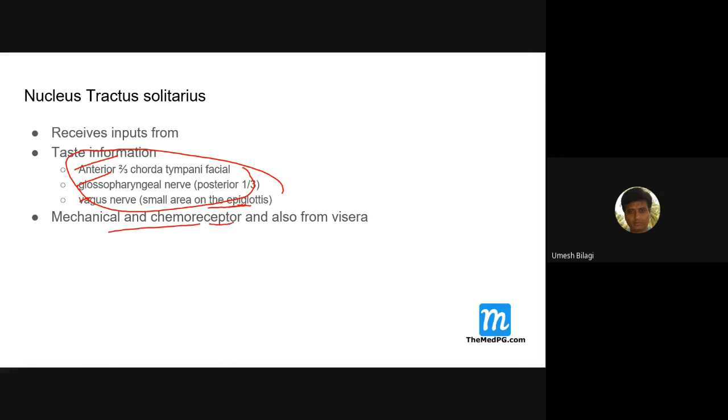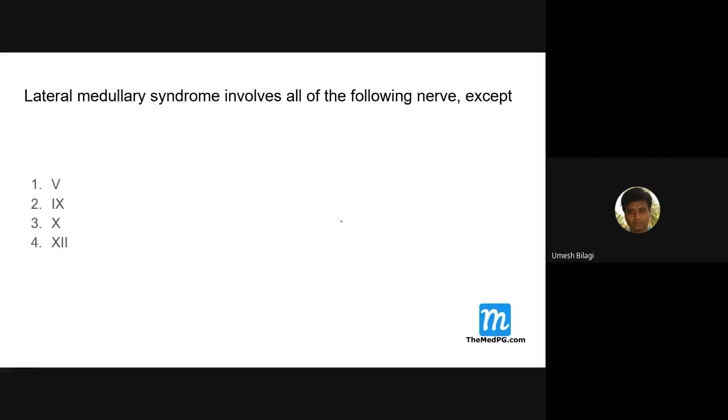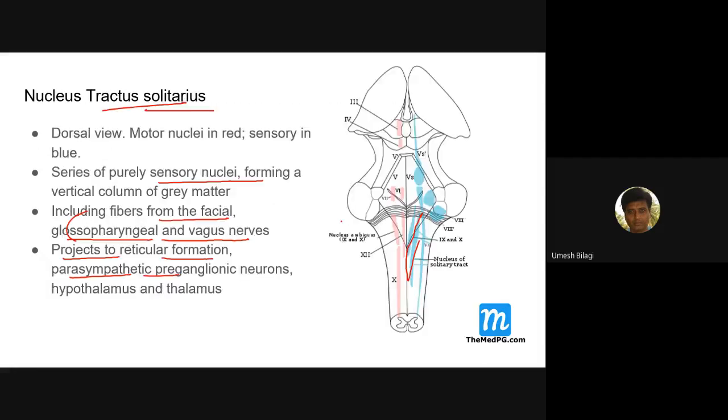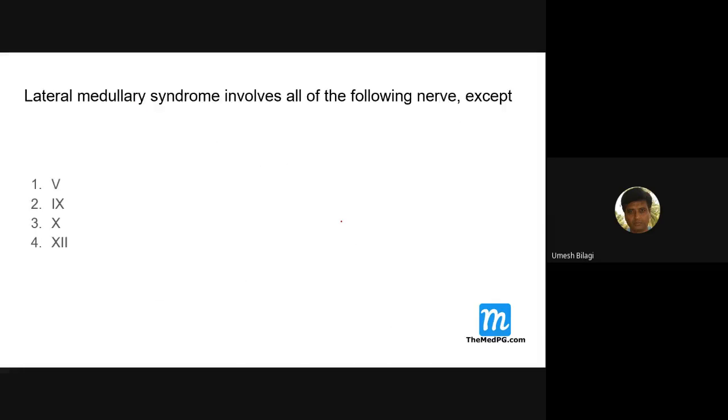Mechanical and chemoreceptors coming from the arch of the aorta and from the viscera are tracked inside this tractus solitarius only. So the vagus nerve, that's it. That is something about it. I'll go into more detail.